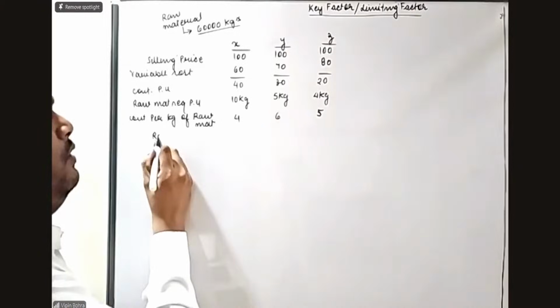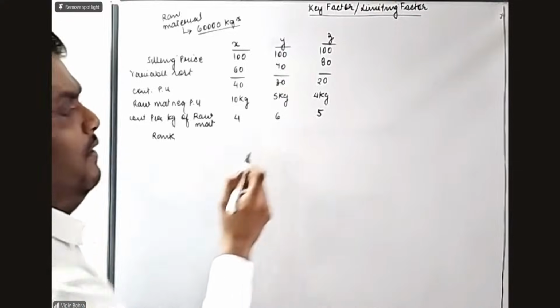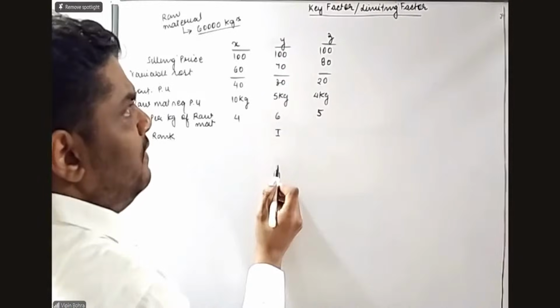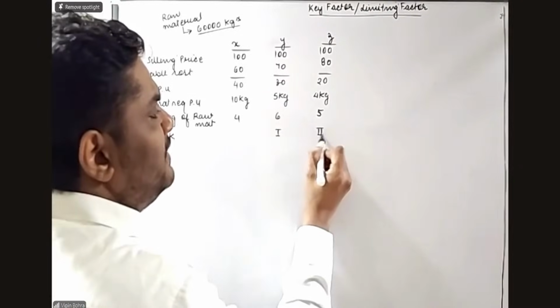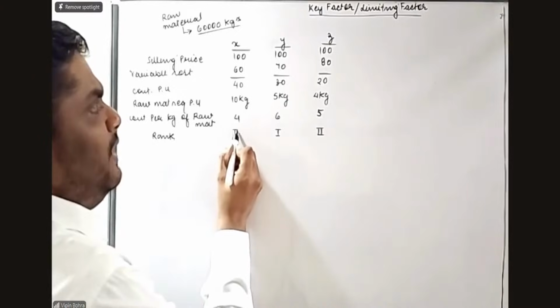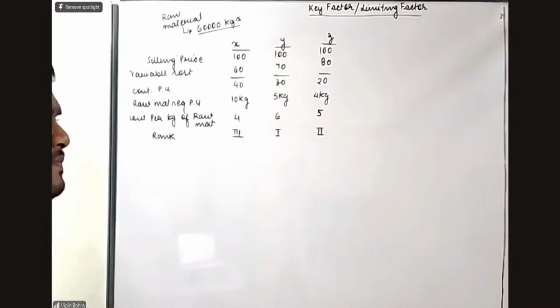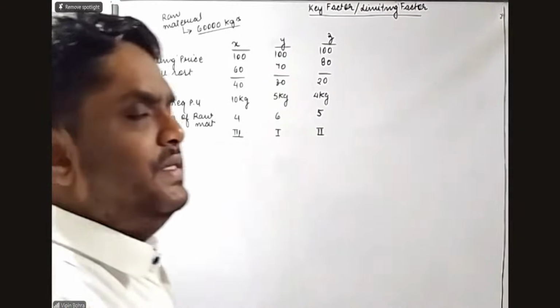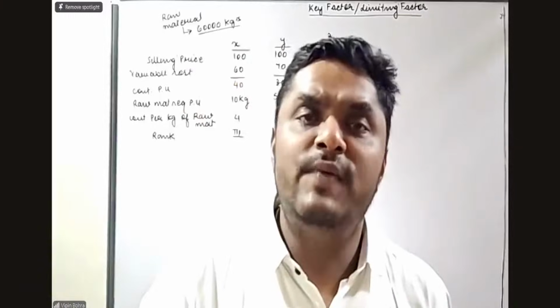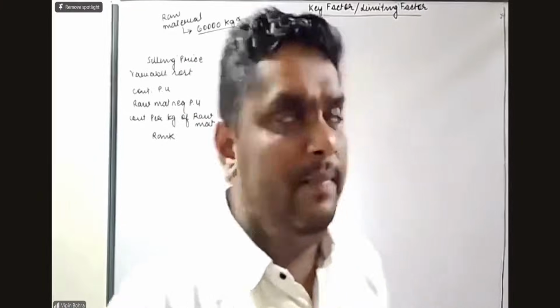So when talking about the priority order or rank, first we will manufacture Y, second we will manufacture Z, and at the third priority we'll be manufacturing X. So if there is unlimited demand for all the products, we'll be manufacturing product Y only.